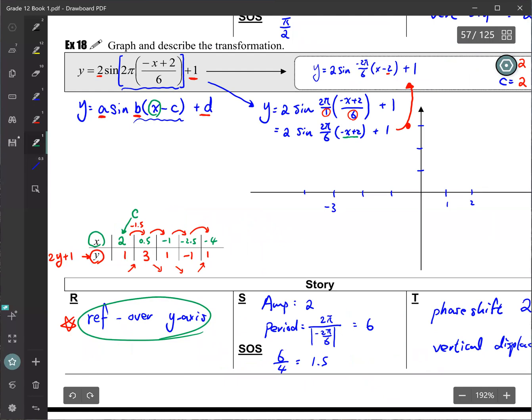Okay, so let's plot it out. 2, 1. 0.5, 3. -1, 1. -2.5 is -1. -4, 1.